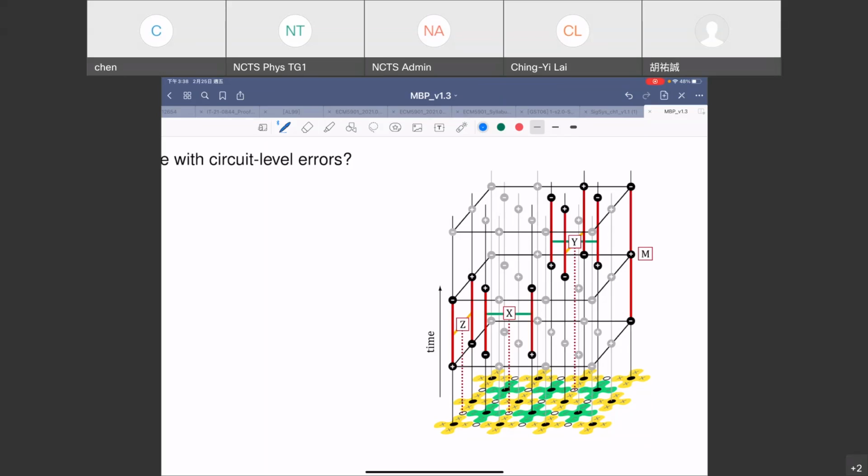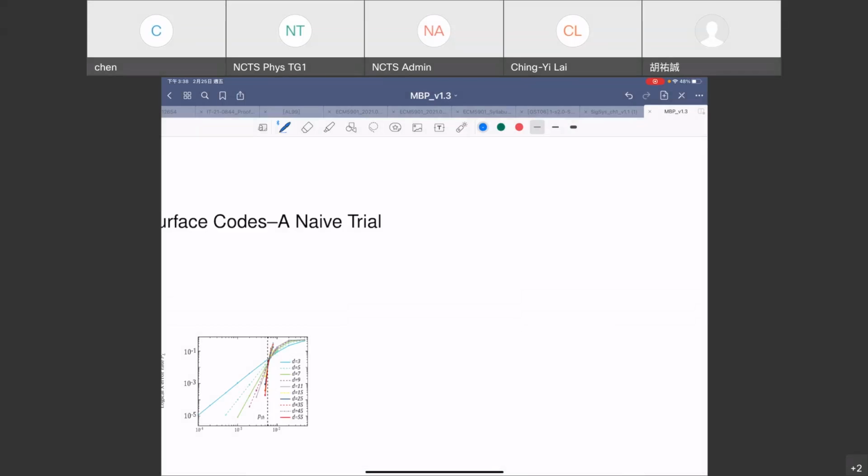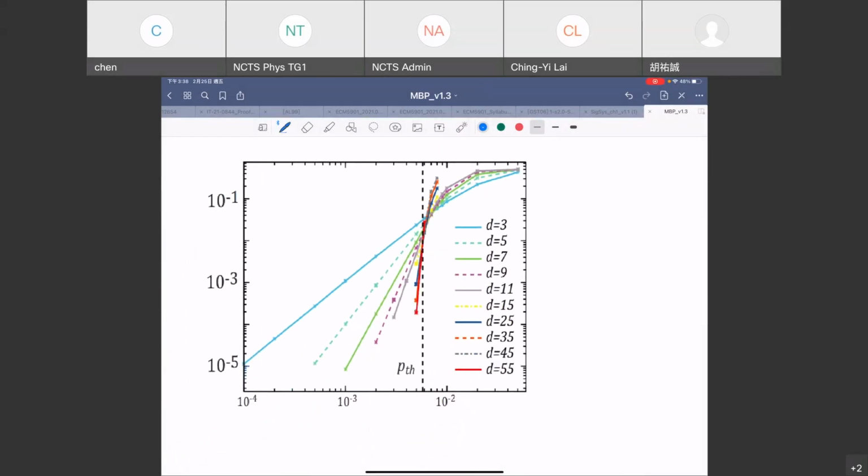So they have a threshold for the circuit level noise of around 0.5%. Okay, but I can tell you, this is from Austin Fowler's paper. He made some assumptions that ignore the Z errors and maybe some correlations in the circuit. Okay, so they have these problems, but you can imagine that the actual threshold should be lower than this one.